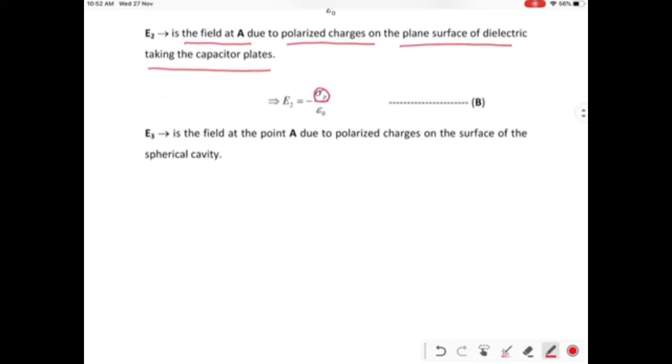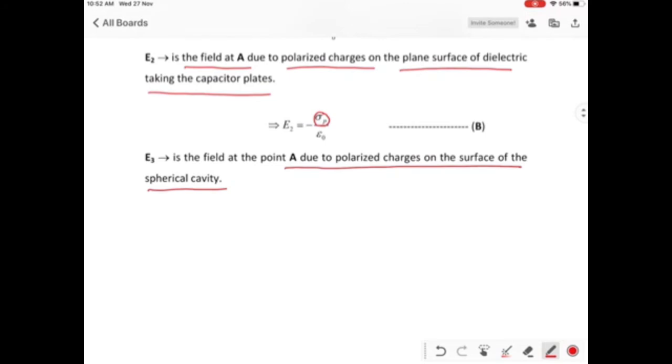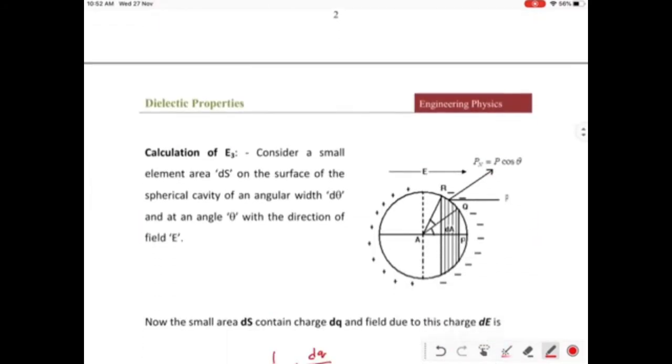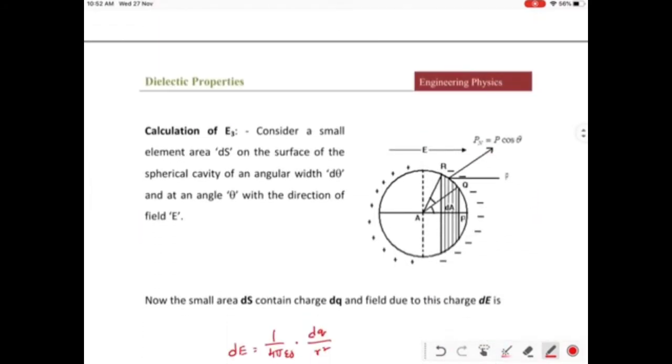Now, E3 is the field at A due to polarizing charges on the surface of a spherical cavity. So, now we have to calculate E3. To calculate E3, we will consider that spherical region inside the dielectric material. On this side of the sphere we have positive charges, and on this side of the sphere we have negative charges, and we are considering a small area ds on that sphere.